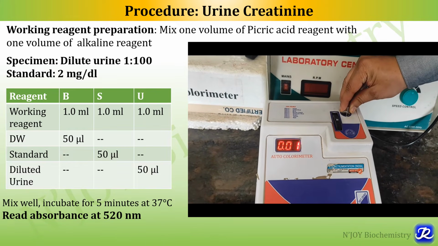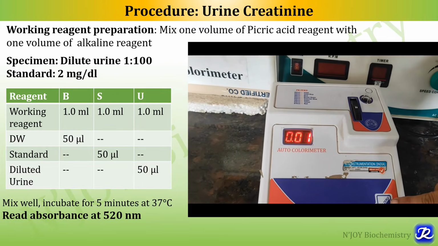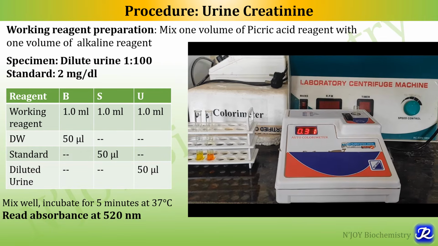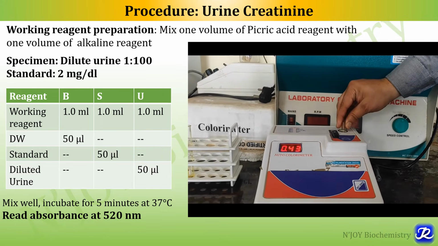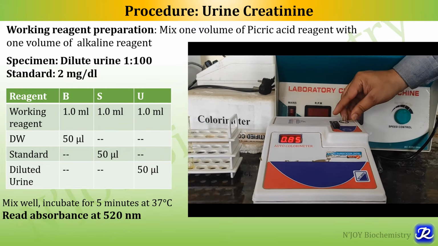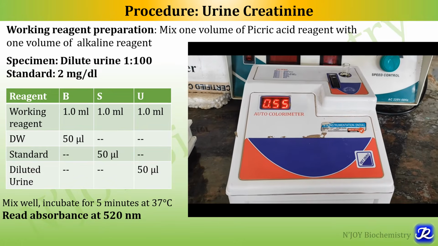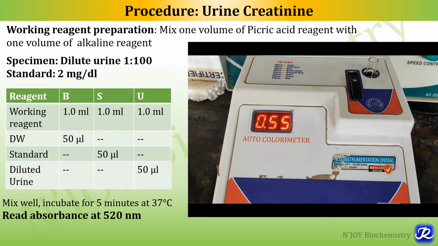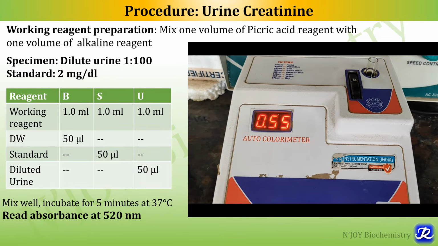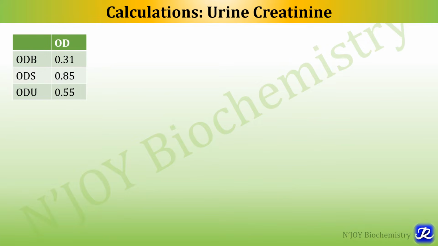First, calibrate the instrument with the water blank. Set OD to 0. Then measure blank, which was 0.31. Then standard 0.85 and unknown was 0.55. So we got 3 ODs here: OD of blank, standard and unknown. Now with the help of ODs that we got, let's do calculations.